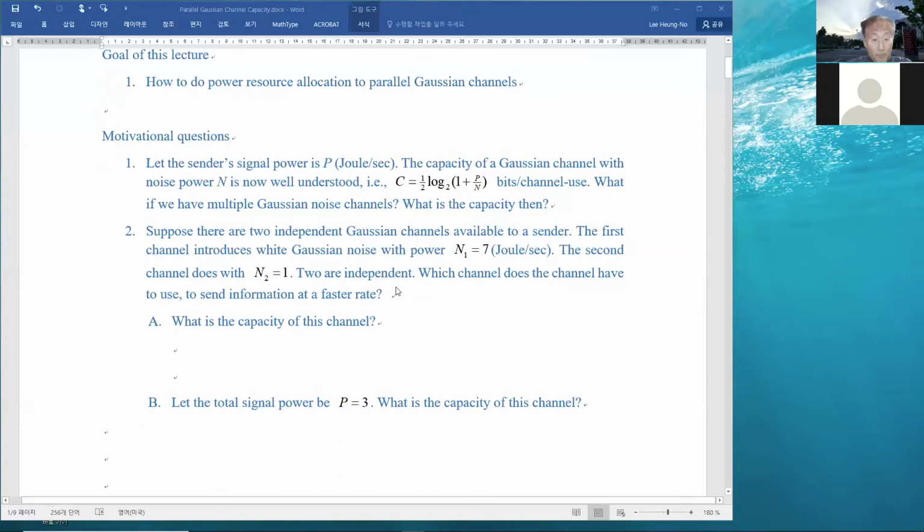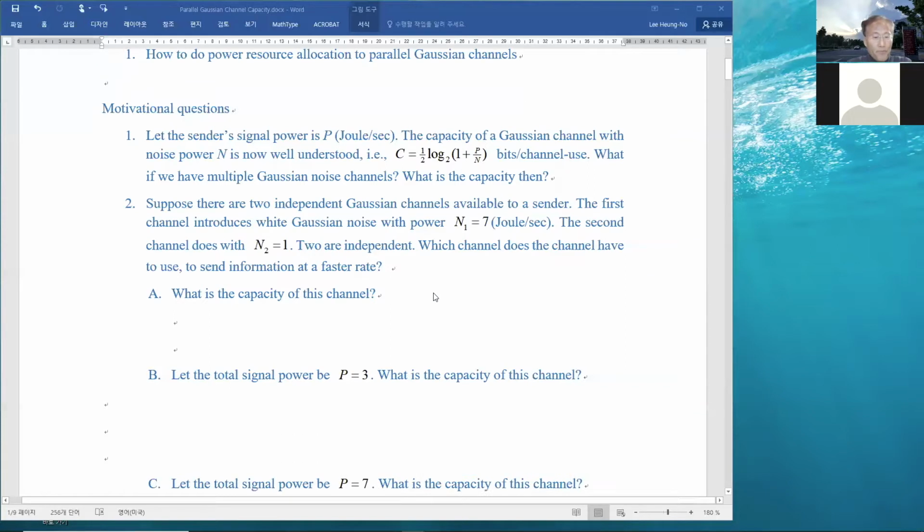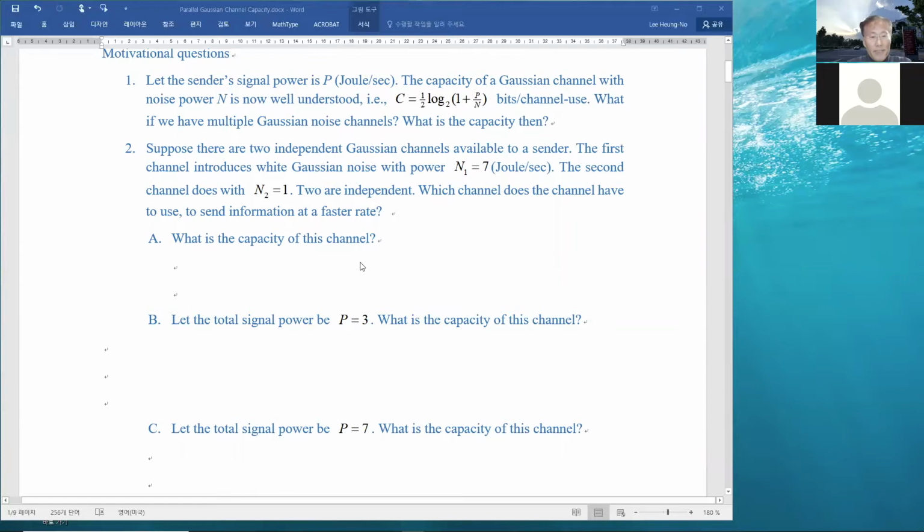So one channel is very noisy, the other channel is less noisy. And these two channel noises are independent of each other. That is the setting of this question. In such a case, what is the channel capacity? How do you allocate the power? That's the problem. What is the capacity of this channel? In order to answer, we need to know P, the power constraint. If you know the power constraint, then we can begin to talk about this type of capacity.